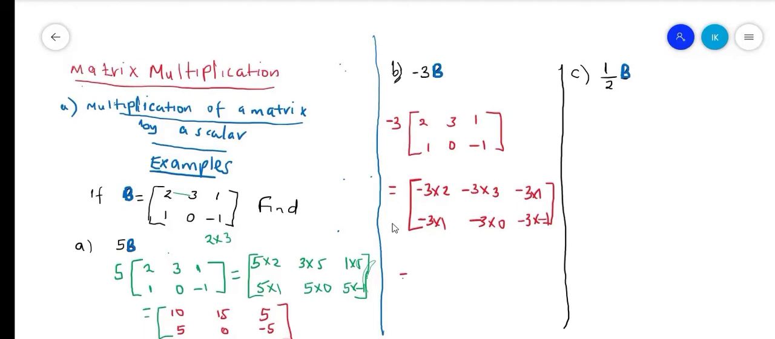So the final answer will be negative 3 times 2 is negative 6, negative 3 times 3 is negative 9, negative 3 times 1 is negative 3, negative 3 times 1 again is negative 3, negative 3 times 0 will be 0, and finally negative 3 times negative 1 is positive 3. The same applies to the last question.